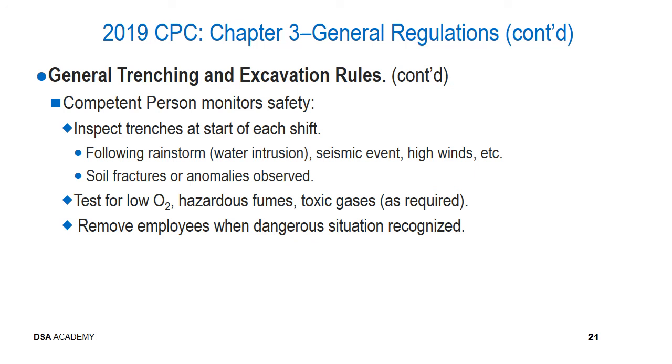The competent person is also going to test for low oxygen or hazardous fumes and toxic gases as required. The competent person also has the authority to remove employees when dangerous situations are recognized, and that is a primary function and primary duty of a competent person, is the authority to remove people from dangerous situations.